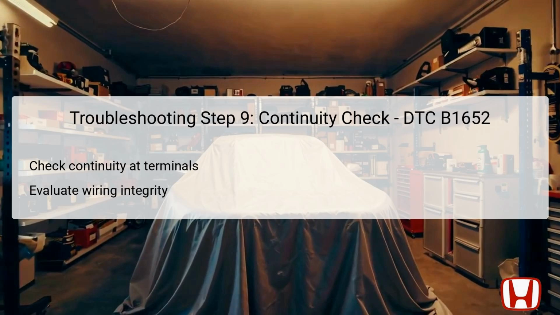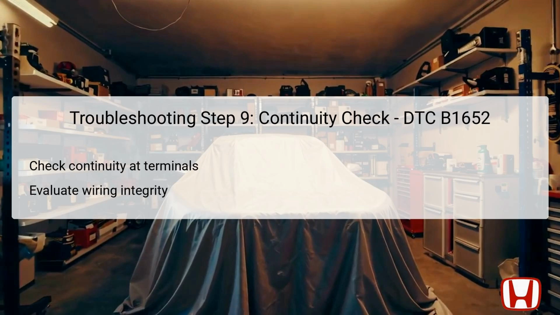The ninth troubleshooting step involves checking continuity between the keyless access control unit connector terminals and the LF antenna 8P connector. Specifically, continuity must be verified between pins number 15 and number 2, as well as number 31 and number 6. This testing step is fundamental in ensuring that there are no breaks in the wiring that connect the keyless access unit to the LF antenna.